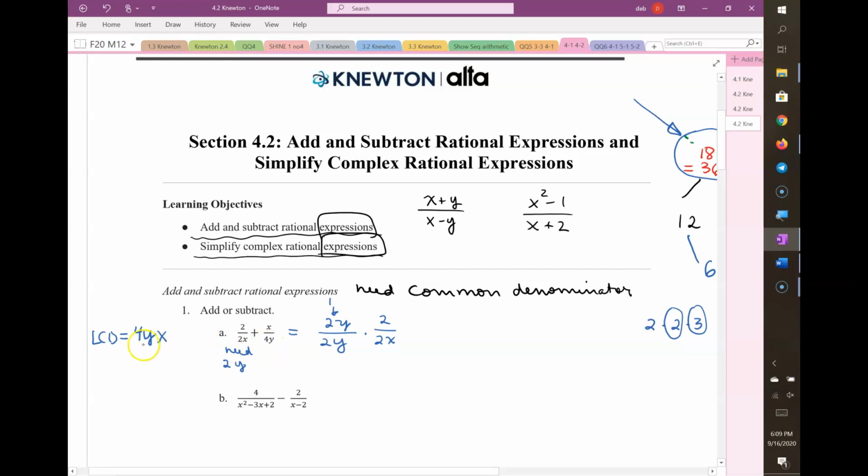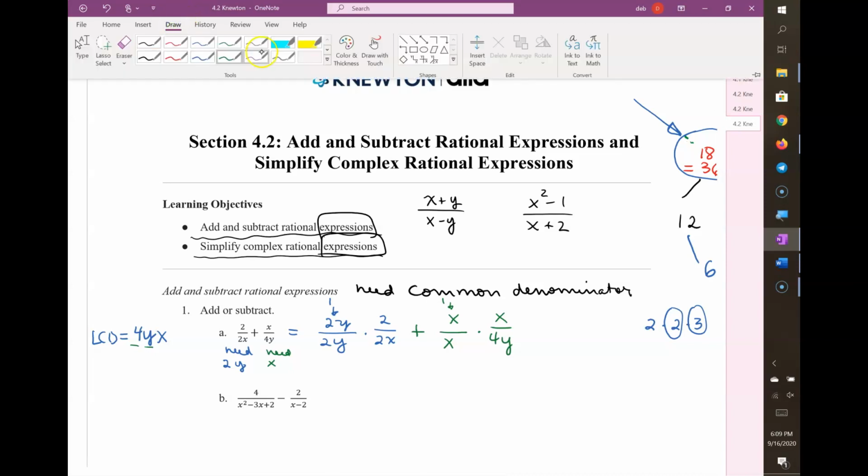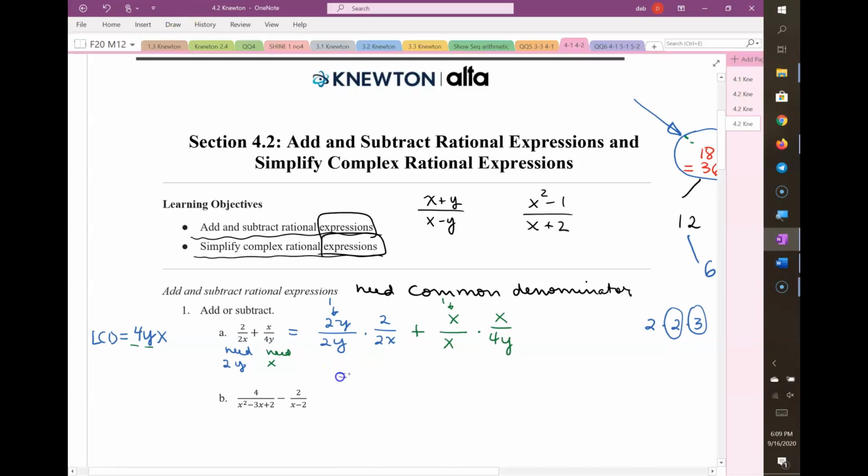So then the next denominator has the 4 and the y in it, but it needs an x. So you need an x in the denominator to have the common denominator. So you need an x in the numerator to make sure we're multiplying by 1 and not changing anything, just making it so we can add. So I'm going to combine the numerators over the common denominator, and this is our final answer.